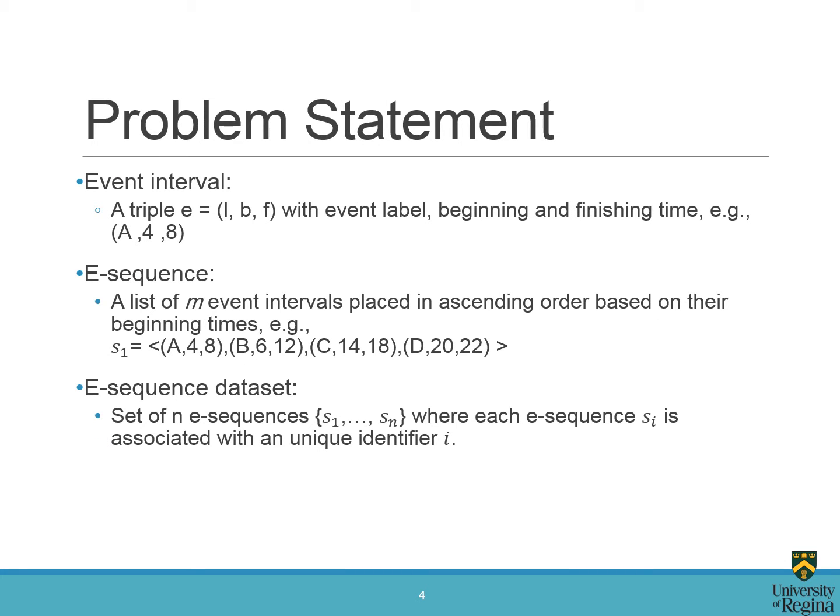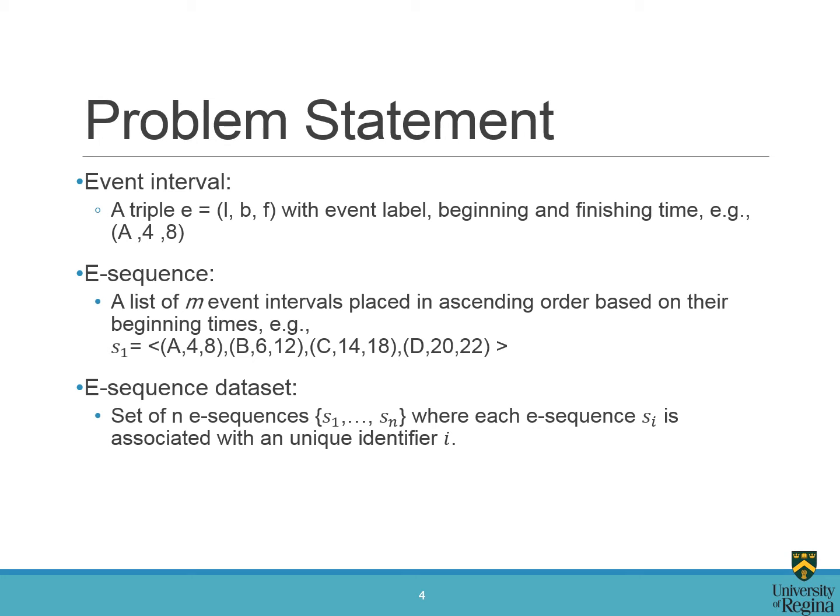Now we present some definitions and preliminaries. An event interval E is a triple (L, B, F), where L stands for the event label, B is the beginning time, and F is the finishing time. For example, (A, 4, 8) means we have event label A that starts at time 4 and ends at time 8. An E-sequence is a list of m event intervals placed in ascending order based on their beginning time. For example, A from 4 to 8, B from 6 to 12, and so on.